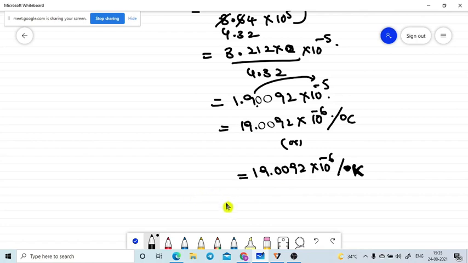So now is there any issue regarding this problem?